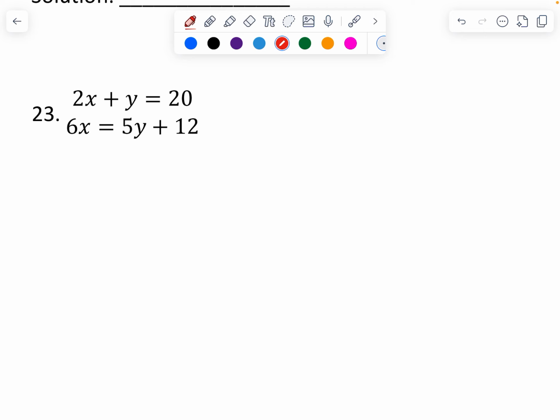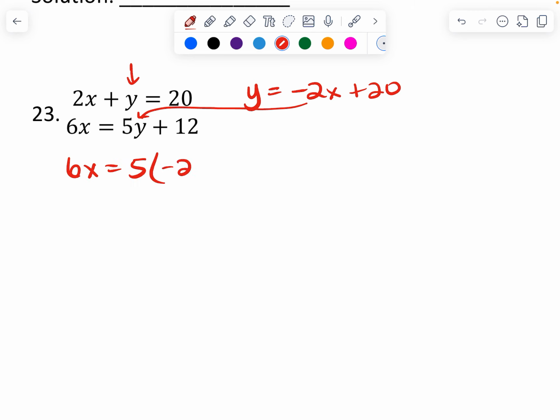Over here, again, you can do substitution or you could do elimination. This is not already solved, but it has a coefficient of 1. So I'm just going to move that 2x to the other side to get -2x plus 20. And I'm going to plug it in here. So I get 6x equals 5 times the quantity -2x plus 20. And then don't forget the plus 12. So I have 6x equals -10x plus 100 plus 12.